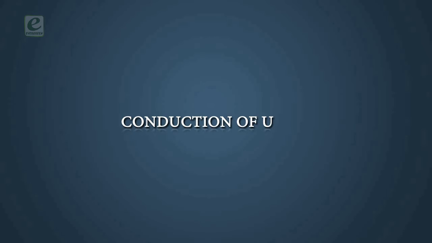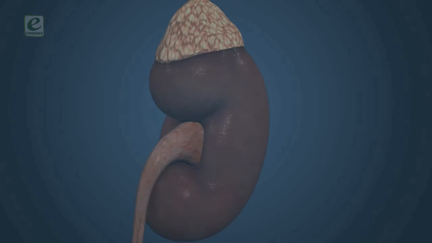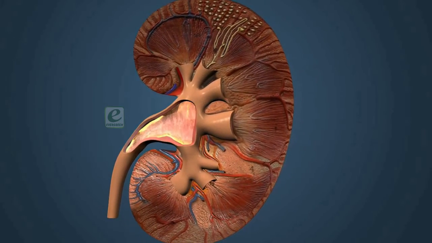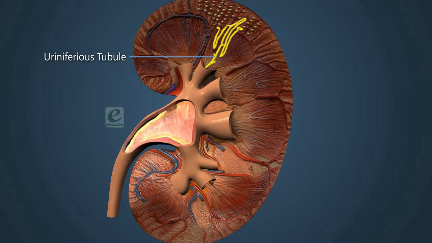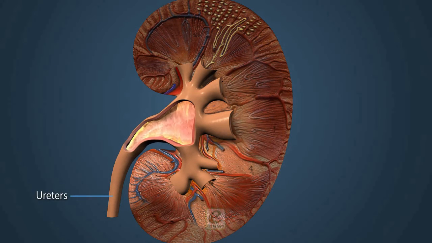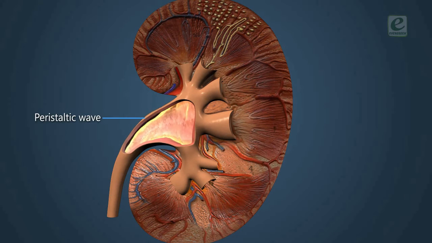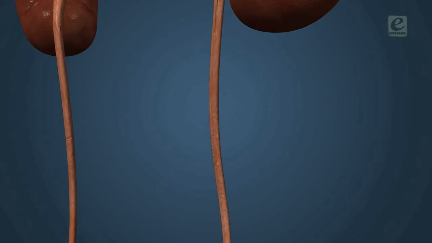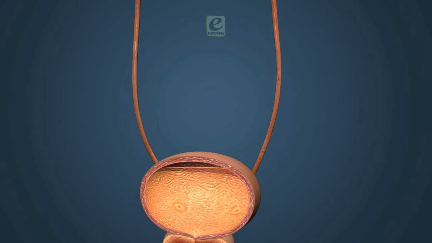Conduction of urine. The urine is formed continuously in the uriniferous tubules. It passes into the ureters through pelvis. The urine moves down the ureters due to the peristaltic waves in its walls. At the other end, the ureters open into the urinary bladder through oblique tunnels.